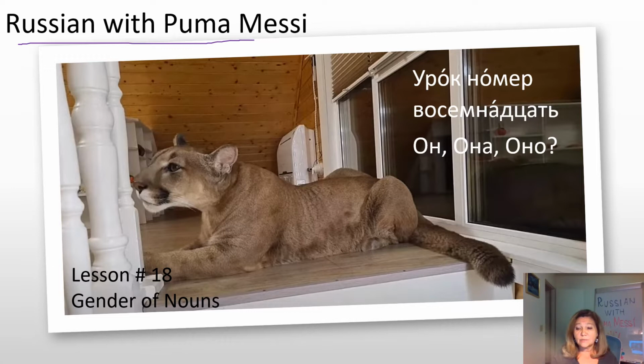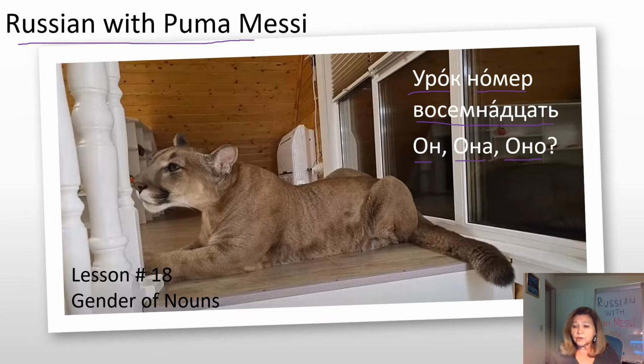And today, as I promised, we will be looking at the grammatical aspect of Russian nouns. Today, we will have our lesson number 18, Gender of Nouns. And now, since we know all the numerals, how to say them in Russian, we are going to say it in Russian. Урок номер 18. Урок номер 18. And here I have personal pronouns that you also shouldn't have any trouble to read. Он, она, оно, and the question mark.